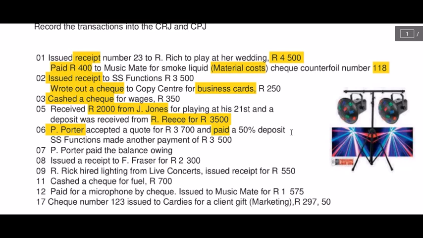Okay, so this is a CRJ transaction. It's not a CPJ transaction. Don't get confused. We are not paying. We are receiving the payment. But we're not receiving the full payment, so you have to divide 3,700 Rand by 2. Be careful. There's another transaction for this day. It says SS Functions made another payment. SS Functions is one of our clients, and they make another payment of 3,500 Rand. So both of these transactions are CRJ transactions.